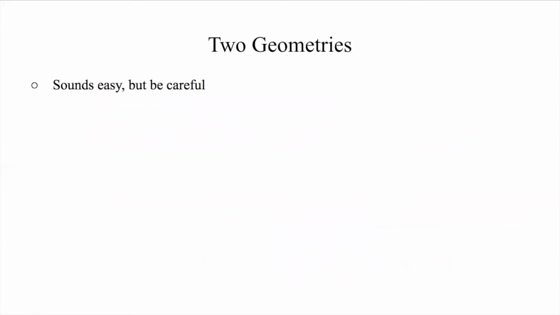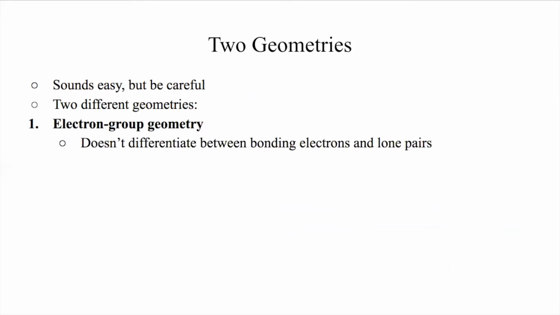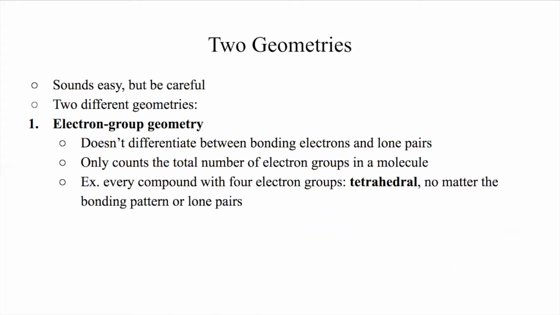This sounds easy, right? Well, watch out. A molecule actually has two different geometries. First, we have the electron group geometry. This type of geometry doesn't differentiate between bonding electrons and lone pairs. It only counts the total number of electron groups in a molecule. For example, every compound with 4 electron groups is classified as tetrahedral, no matter how many of those groups are bonding, and if there are lone pairs on the central atom.